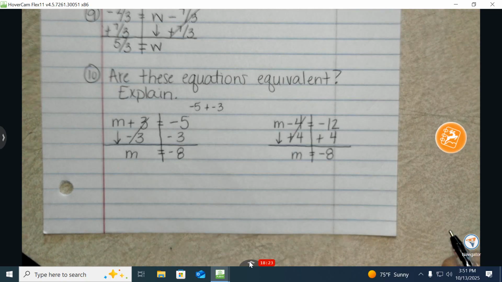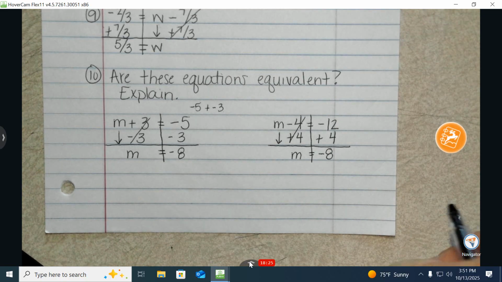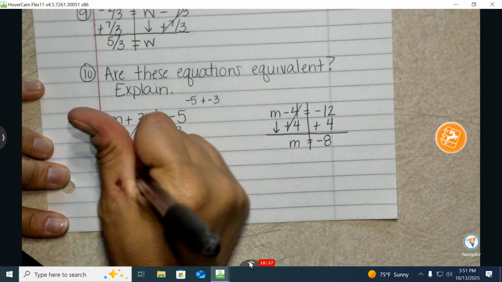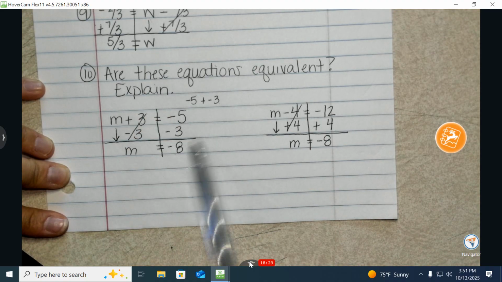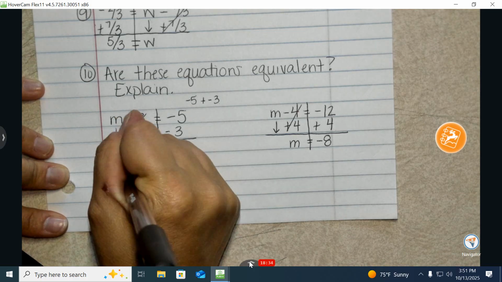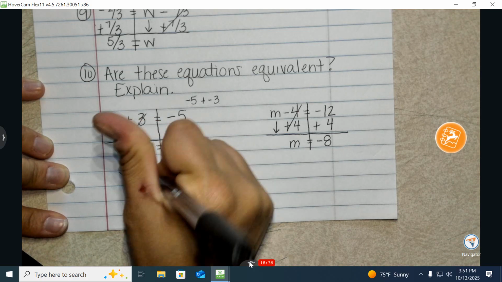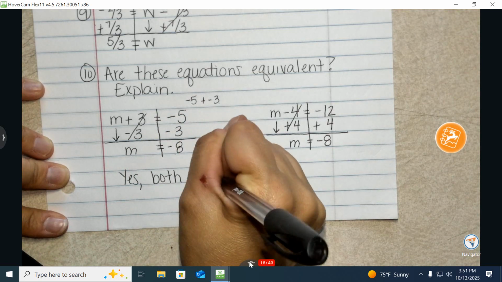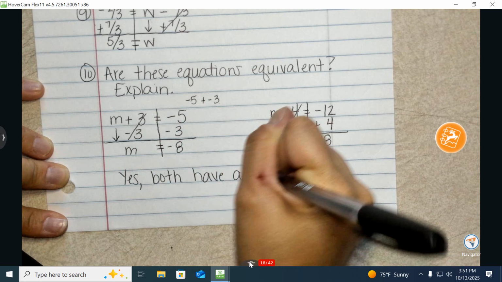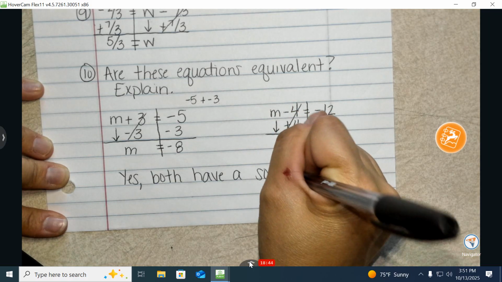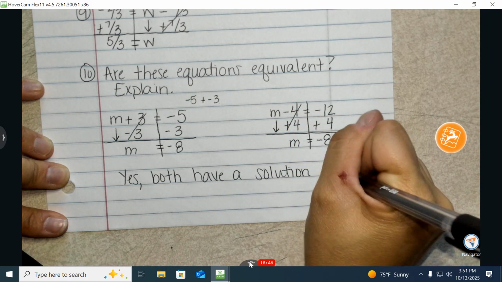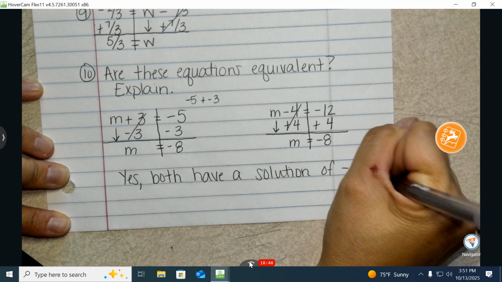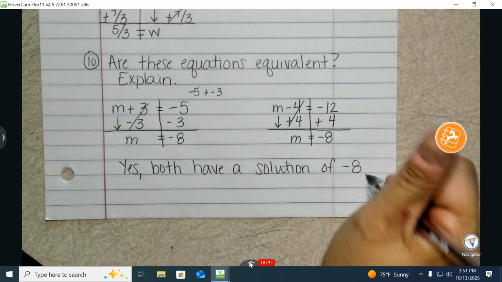It says, are these equations equivalent? Explain. So yes, they are equivalent, and they're equivalent because they both equal negative 8. Yes, comma, both have a solution of negative 8. Period.